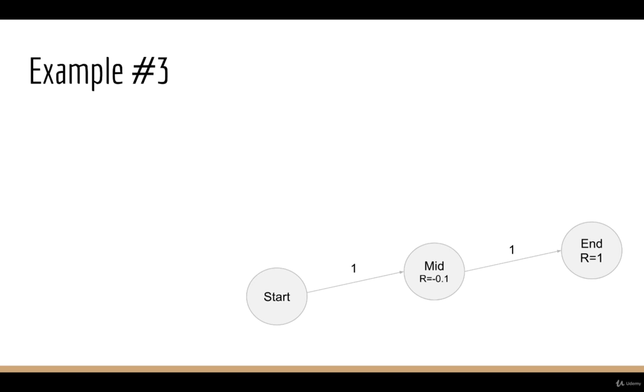In this next example, we're going to make things a little more complicated. We have the same states and everything is still deterministic, but now you get a reward of minus 0.1 for going to the middle state. Our job again is to find v start, v middle, and v end. See if you can do this on paper before we move to the next slide.